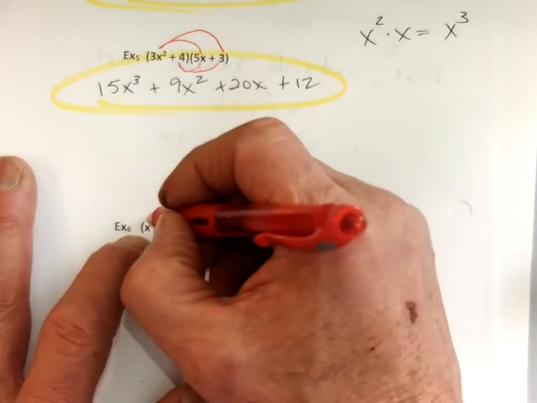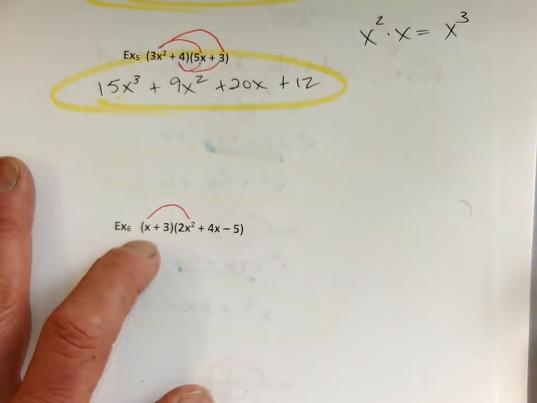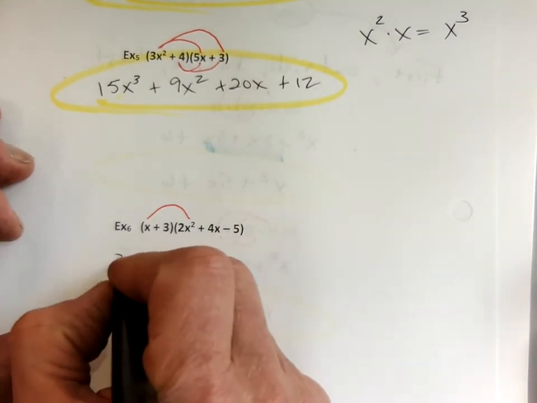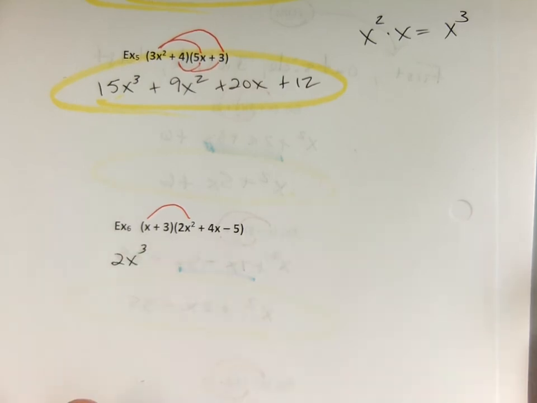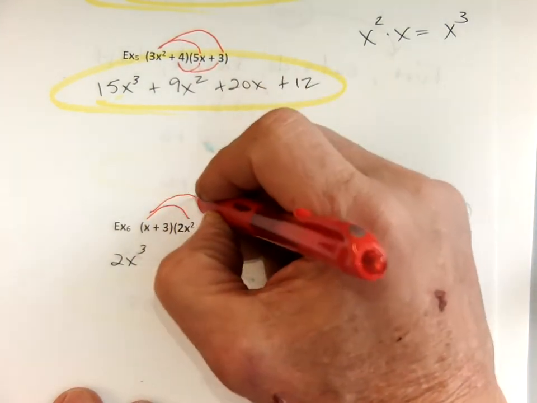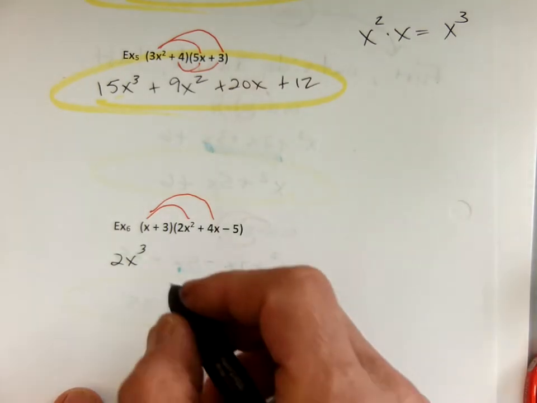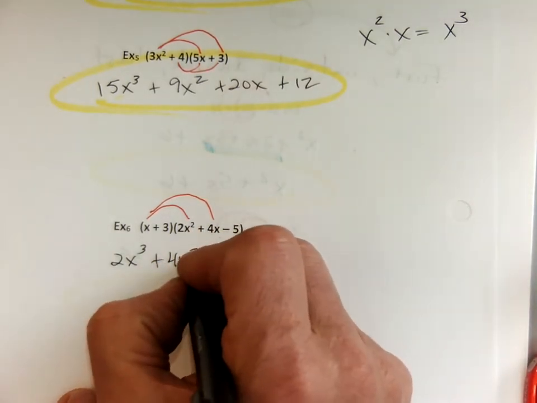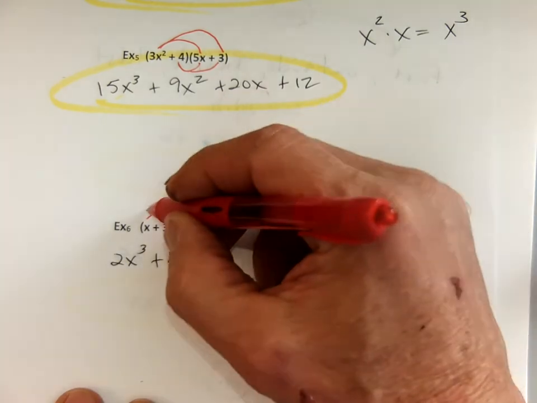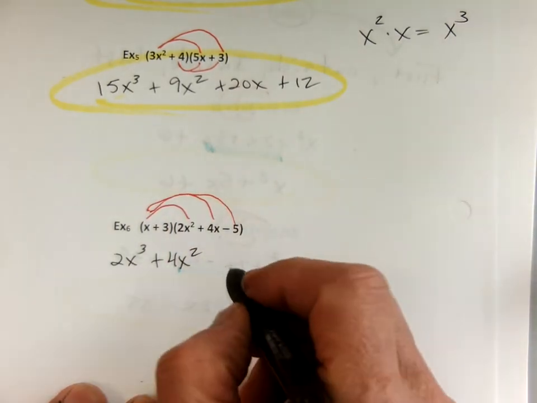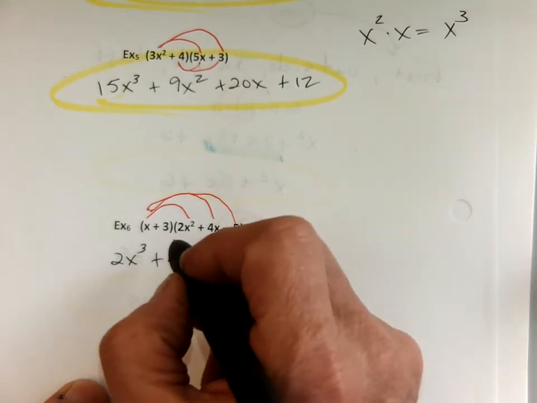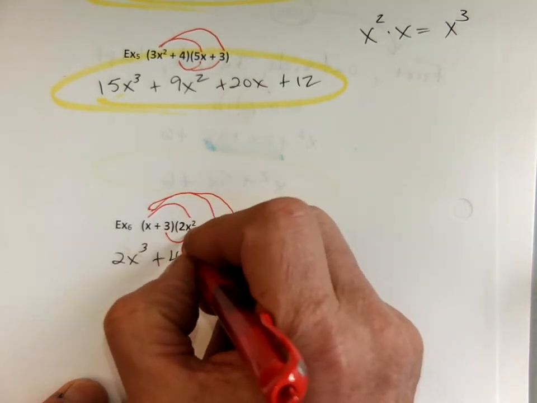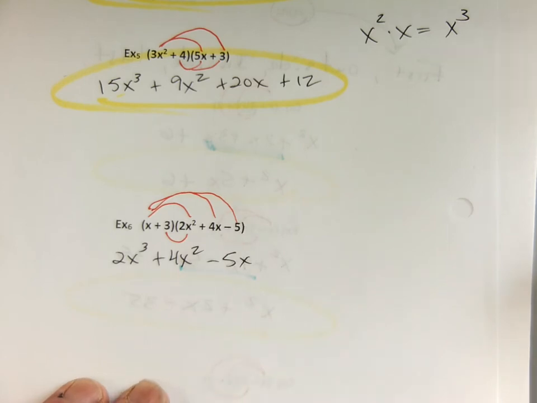So we'll go x times 2x squared is a 2x cubed. X times 4x is a positive 4x squared. X times a negative 5 is a negative 5x. Okay, halfway done. Then I'm going to go 3 times 2x squared is a positive 6x squared.